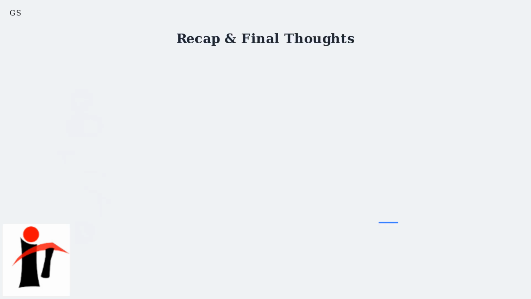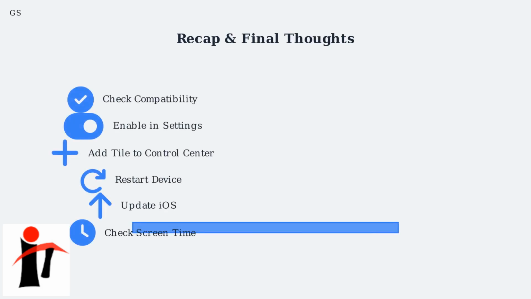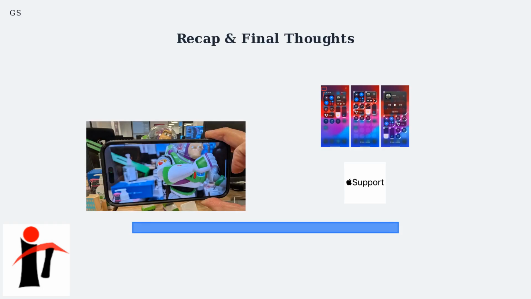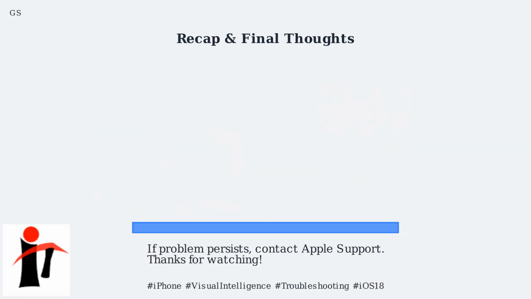We've covered several solutions for fixing a missing Visual Intelligence tile in your iPhone's control center. Remember to check compatibility, enable the feature in Settings, add the tile, and try restarting your device. Updating to the latest iOS version is crucial. If the problem persists, contact Apple support for further assistance.